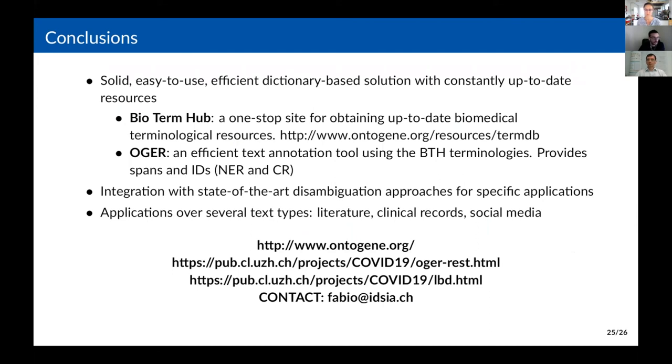What I presented is basically a solid, easy to use, efficient, dictionary-based solution with lexical resources that are constantly up to date. So we constantly synchronize our lexical resources with the original databases. This is done through the Bioterm app, which collects the resources, and Augur, which is the efficient annotator. The core of Augur is a dictionary-based system, but on top of it, we implement a neural network solution to remove ambiguity and get the best possible annotations.